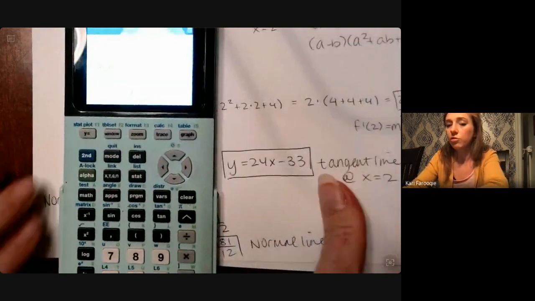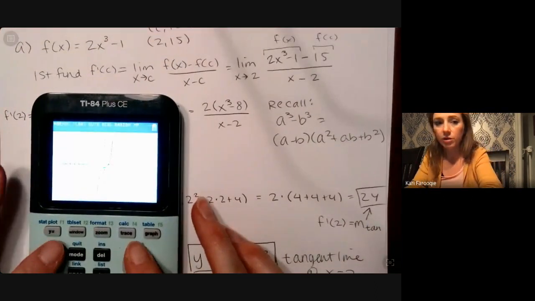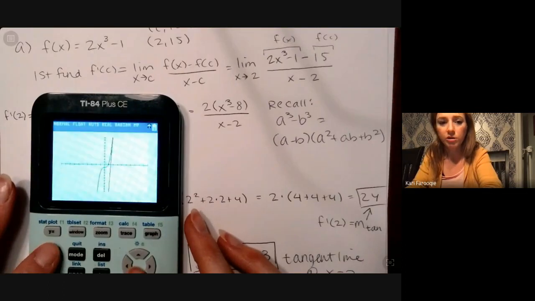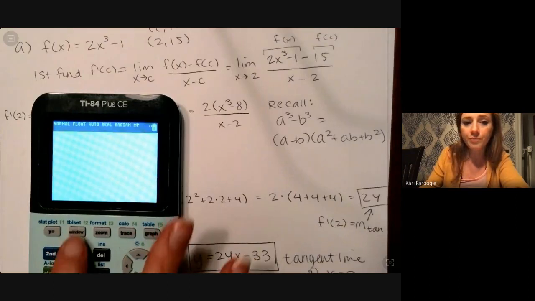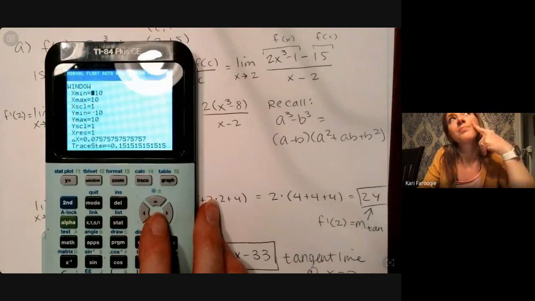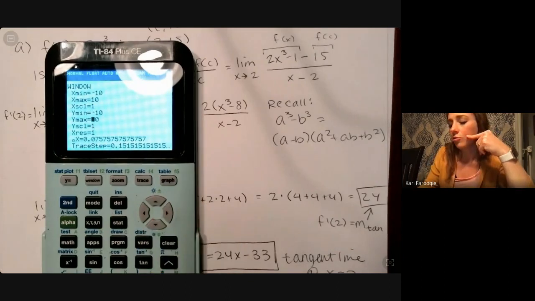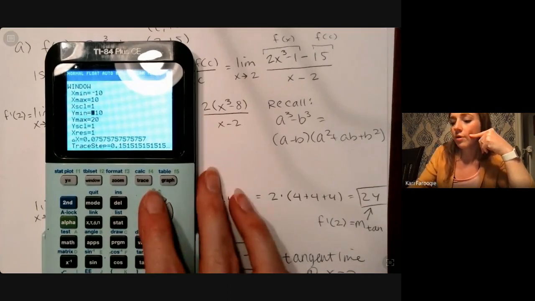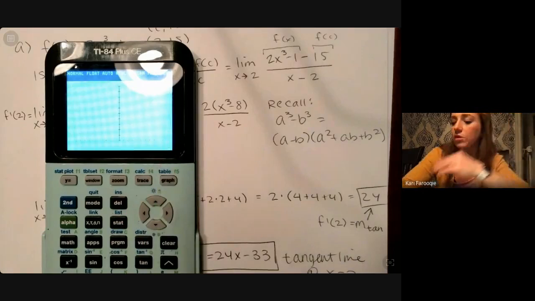For those of you who don't have as much practice with your graphing calculator, go to your window and we'll set our y max. We know we need it to go up to 15, so let's send it up to 20. If you want, you can even set your y min at 10. Sometimes with the window, I just like to play around with it and see what it looks like.